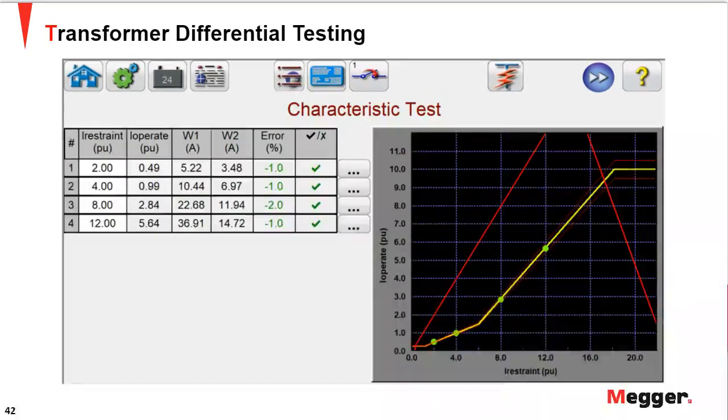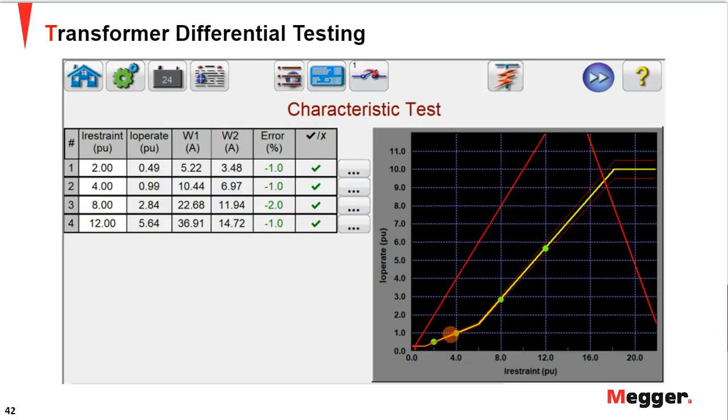Then we would perform a characteristics test. So we perform the pickup test here. Right? The first one was a pickup test, and now we would need to perform the slope test. Right? So we need to perform the slope test.